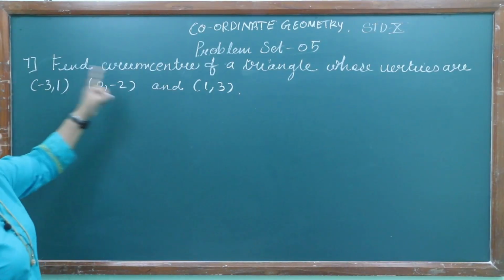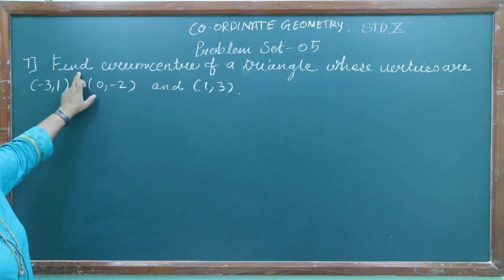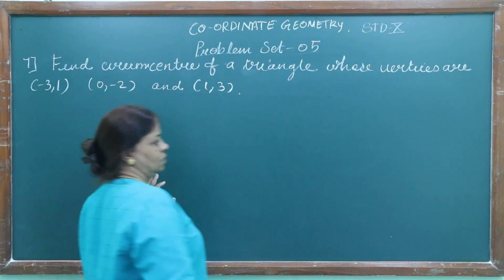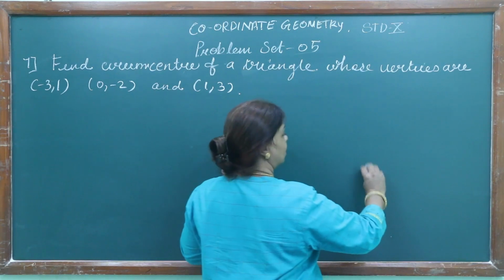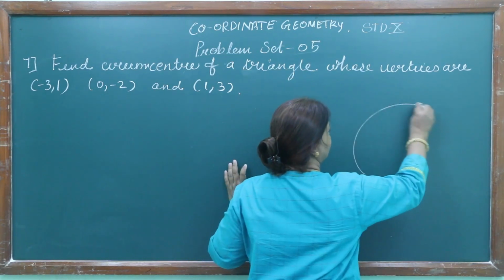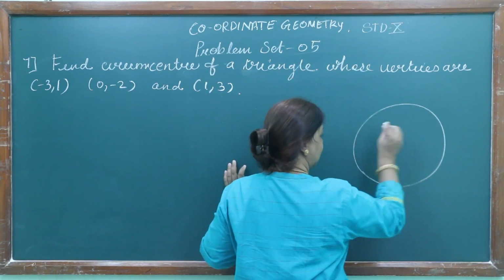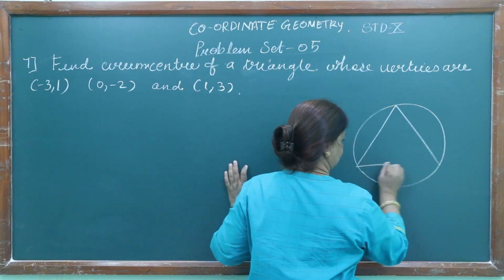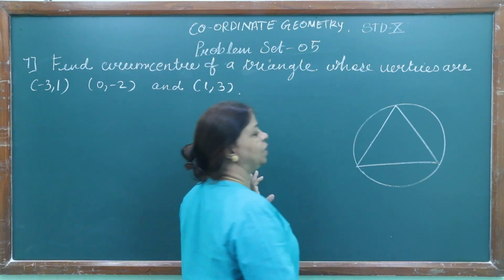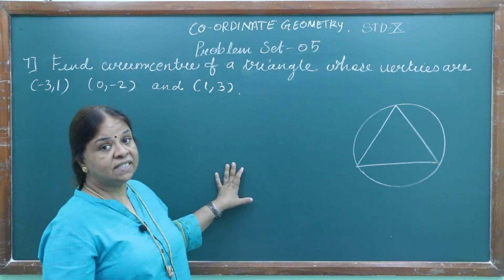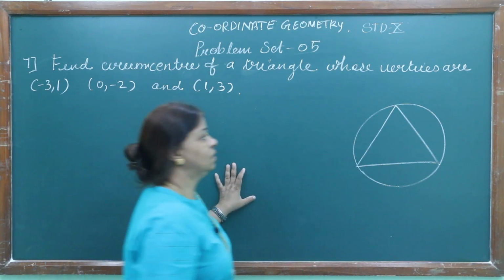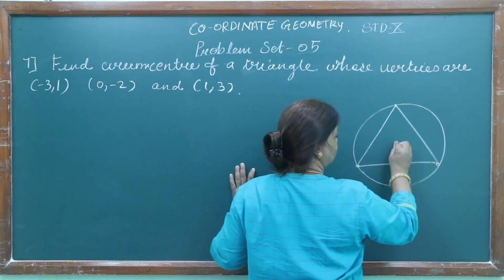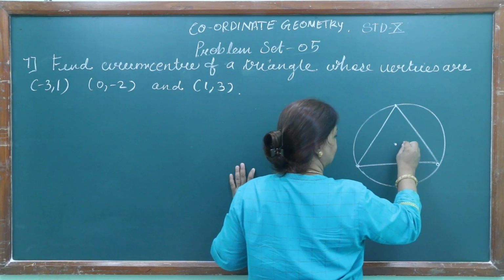Question number 7 of the problem set, children. The sum says find the circumcenter of a triangle. The circumcenter means the vertices of the triangle lie on the circle. The vertices of the triangle lie on the circle, and you need to find out the circumcenter.